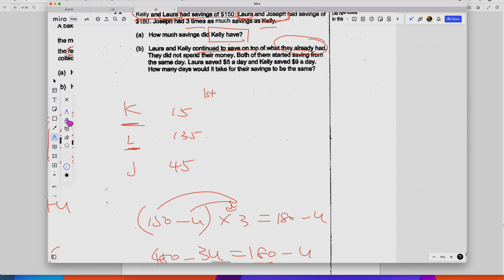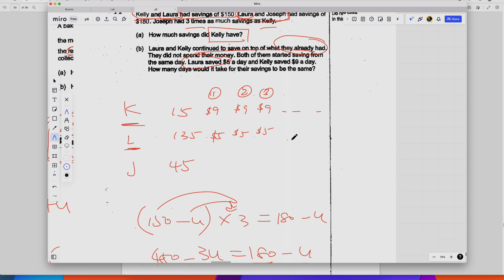Let me use a number. Let's say this is the first day. This is the second day. So one day Laura saves $5, right? And then Kelly saved $9, right? How many days would it take for the savings to be the same? So that means continue $9, $5, then the third day $9, then $5.